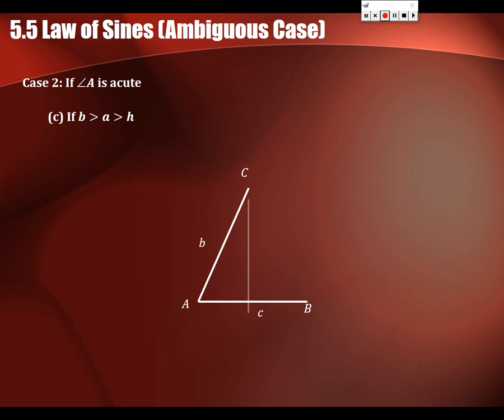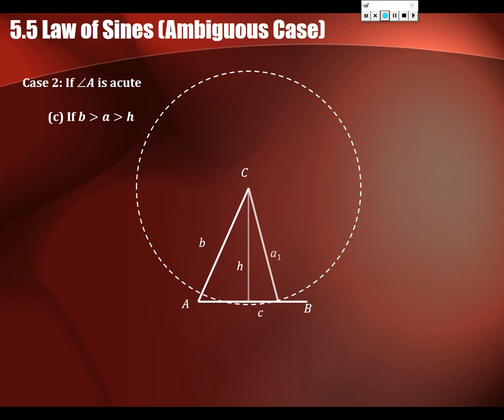If it's a little bit bigger than the height, then we swing and we hit twice, here and here. So there's an option for A, and there's the option for A too. This is what we saw in the applet. And we get two triangles formed. There's one, and there's the other. We're not sure which one someone is talking about if they gave us those three pieces of information. Both of them have the prerequisite pieces of information in them. And this is the case called the ambiguous case.